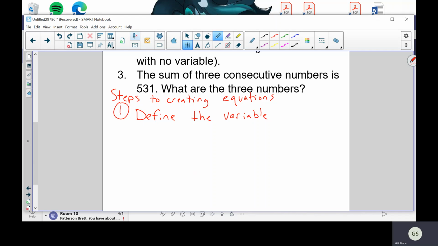In the word problem that we did with the ices and the airheads, we didn't know how much one airhead was. So when we defined the variable, we said x stands for how much one airhead costs. So that's defining the variable. You're just saying, hey, what do I not know? And let me create a variable that stands for what I don't know. We're going to do that in a second.